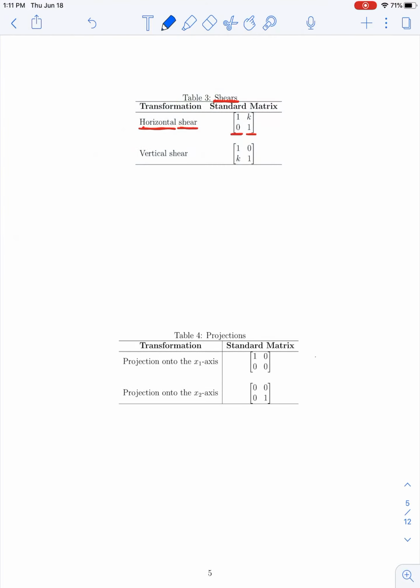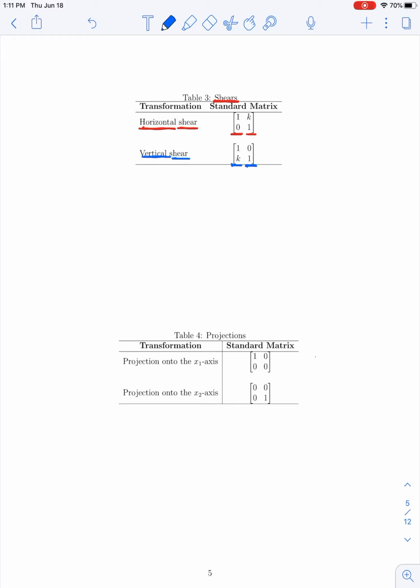Alternatively, we can define a vertical shear by leaving the E2 vector alone and transforming E1, which was (1, 0), to the vector (1, k) by adding k times E2 to E1, or equivalently adding k times the first row of the identity matrix to the second row.